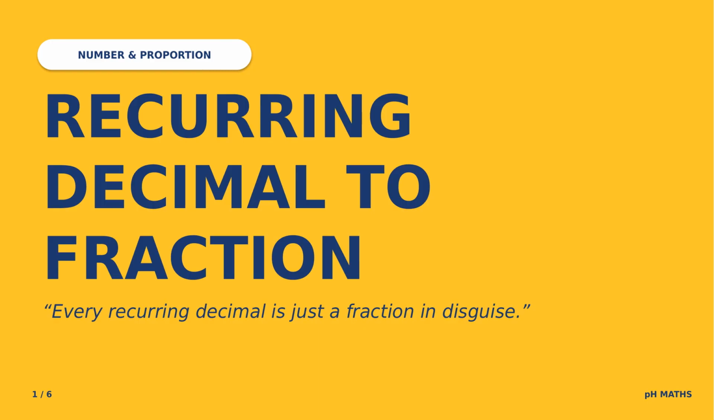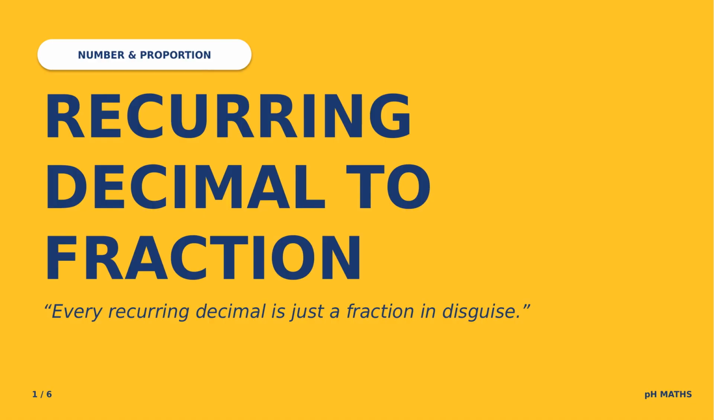Today's explainer is converting recurring decimals to fractions, because every recurring decimal is just a fraction in disguise. By the end of this video, you'll know the multiply then subtract trick that converts any recurring decimal into its exact fractional form.